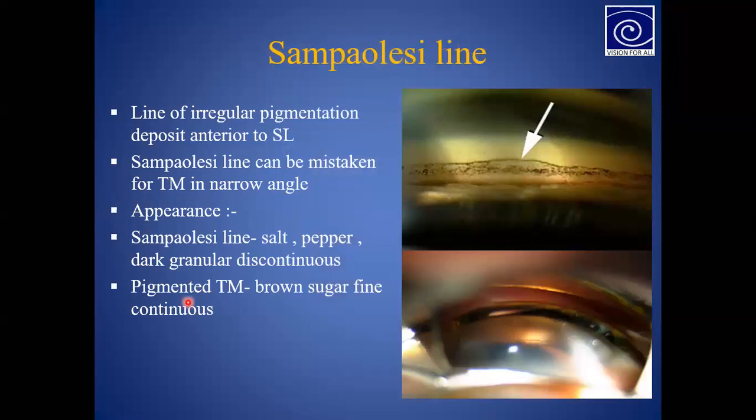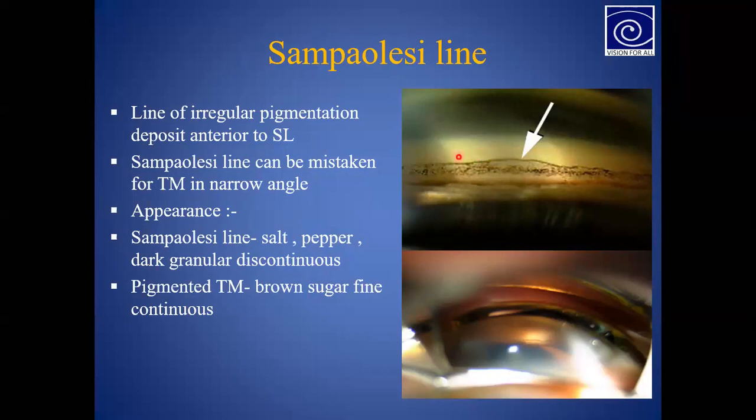Again, the Sampaolesi line. The Sampaolesi line is related to this line. Here you can see, by seeing these structures only, you will be able to understand that there is some abnormality in the angle, right? क्योंकि यूजुअली स्ट्रक्चर्स ऐसा नहीं होता है हमारा.